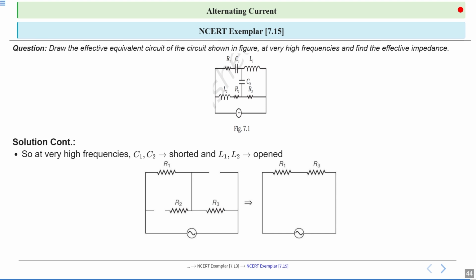So the equivalent circuit can be shown like that. Inductors offer infinite opposition, meaning no current will flow through them, so they will be taken as open circuits, and capacitors will be taken as short circuits, connecting wires having no or negligible resistance. So no current will be flowing through R2. Only current is flowing through R1 and R3. So R1 and R3 are in series, and the effective impedance will be R equivalent, which is equal to R1 plus R3.